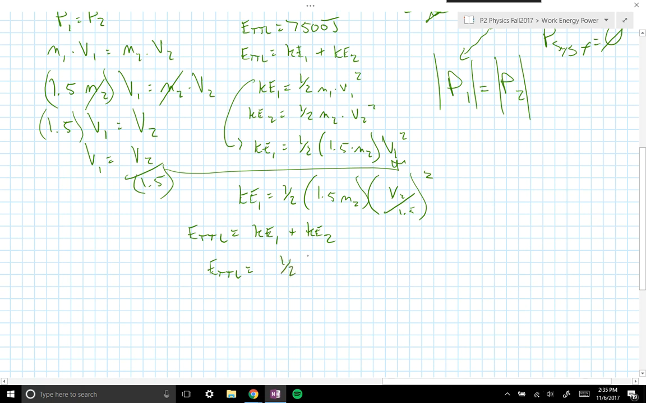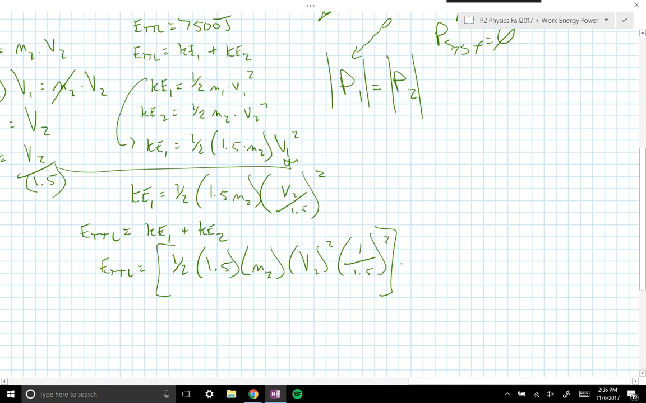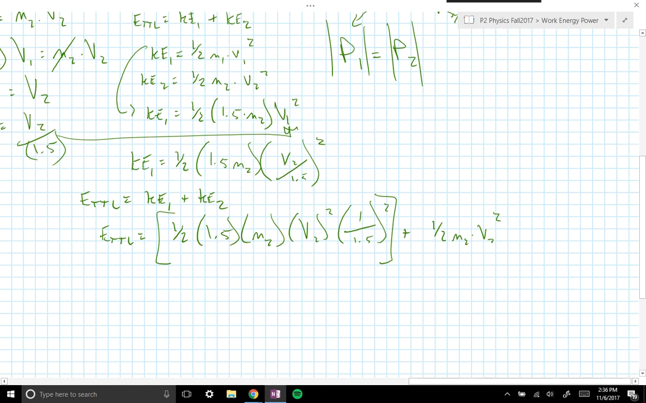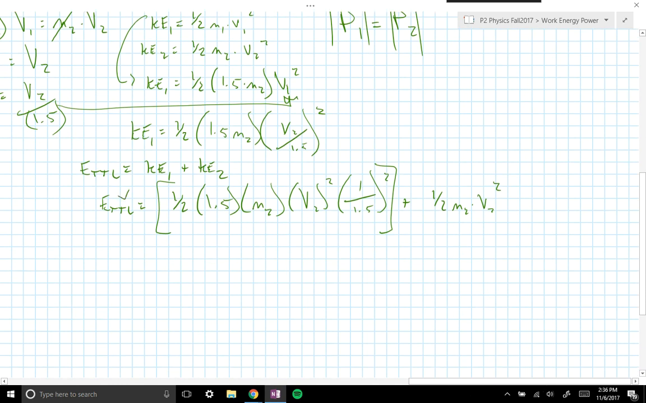KE1, what is that? 1/2, 1.5, M2. I'm going to break apart this ratio. I'm going to write it as V2 squared, 1 over 1.5 squared. All of that is KE1. I just used that expression right there. That's all I did. And KE2, there it is: 1/2 mass of 2 times the velocity of 2 squared. Don't forget, I know this number, the E total.